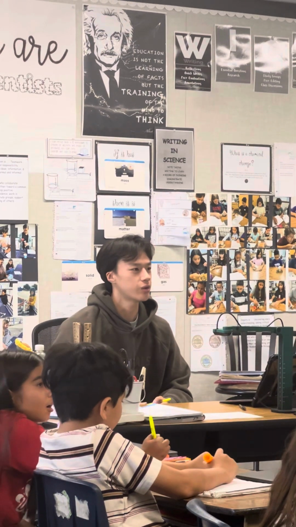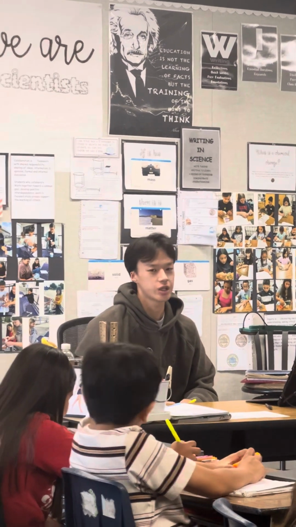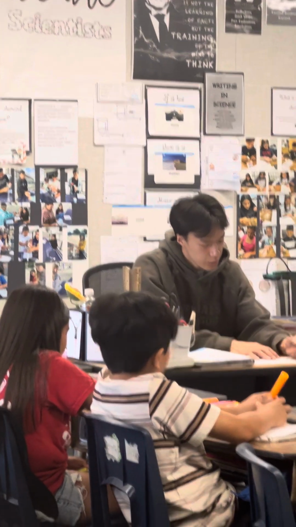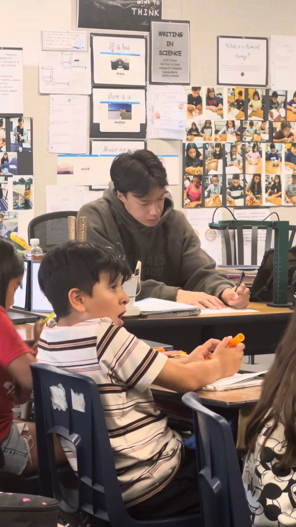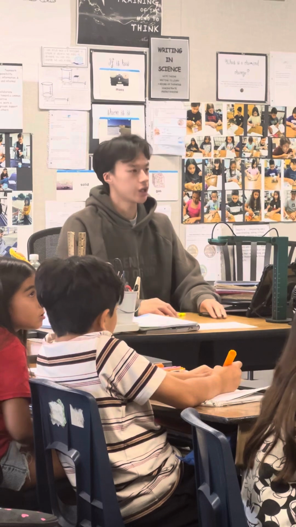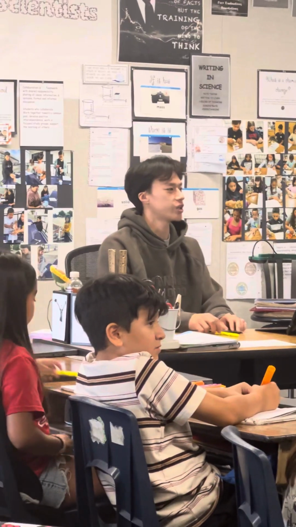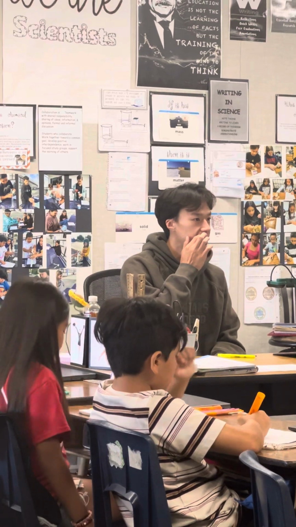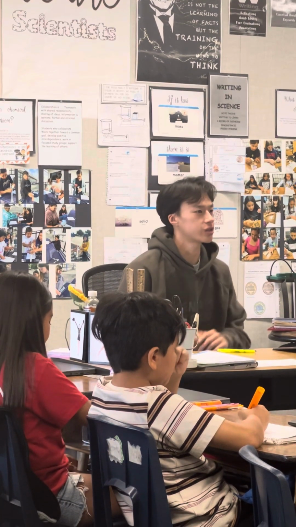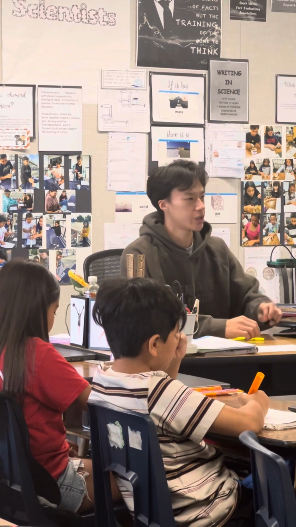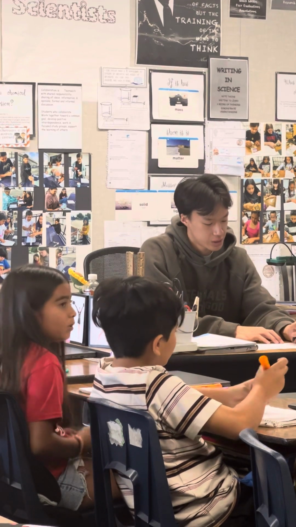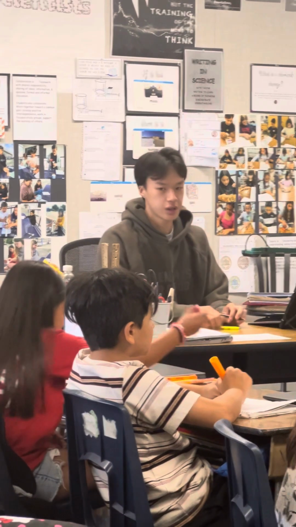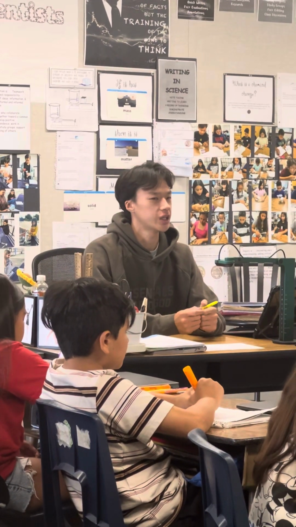So circle where the conjunction would be. Then would anyone like to volunteer for the next one? Where's the cheesecake and then on top. And then circle where the conjunction would be, or the correlative, which is both and. Then who would like to read the next one?